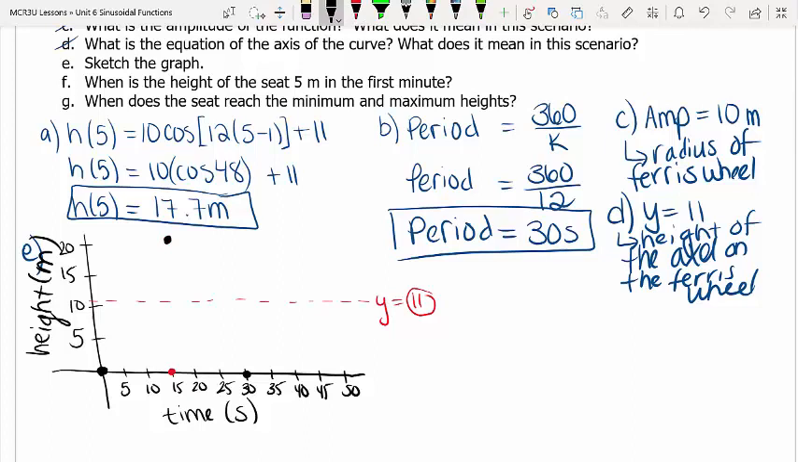Okay, and finally, some other points we know that we can add to make our graph more accurate is the point we found in part A. We know that after 5 seconds, the height is 17.7. So let's plot that in.